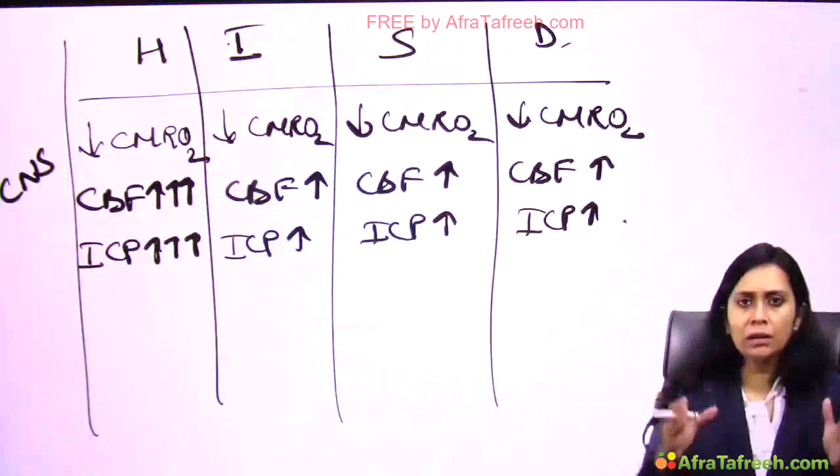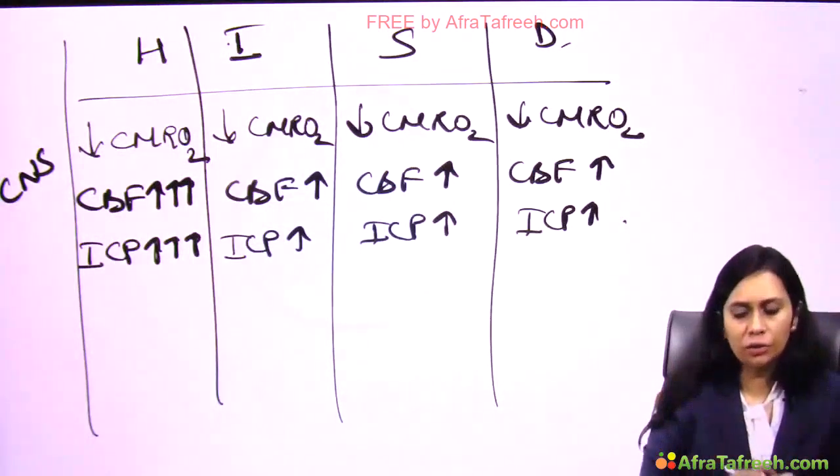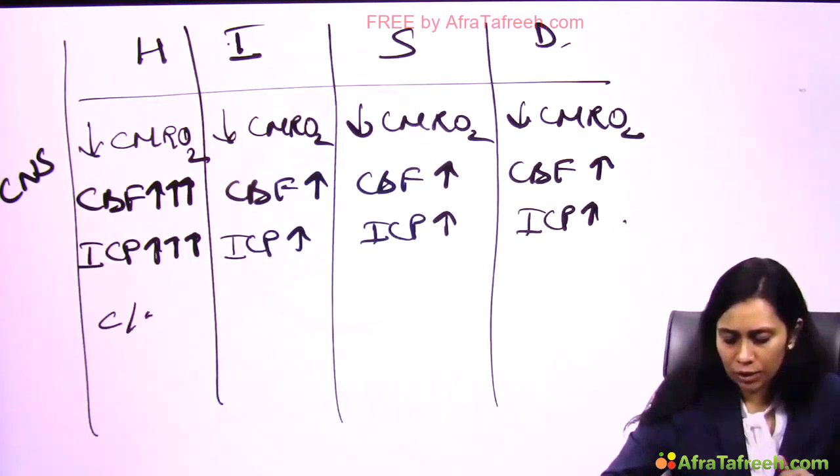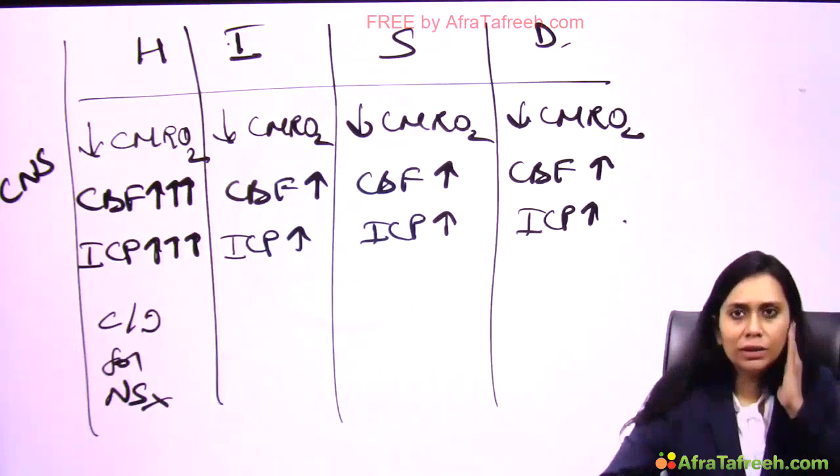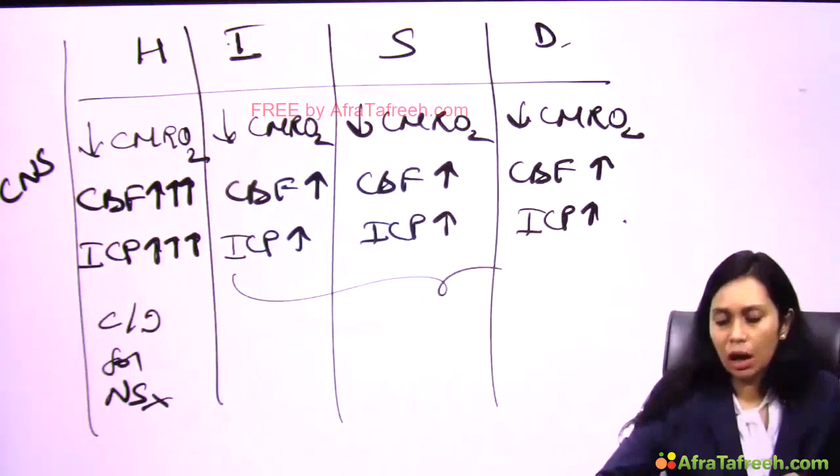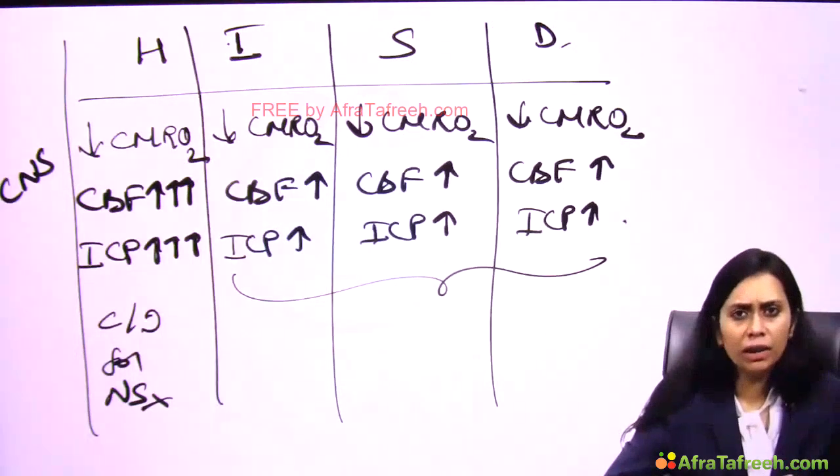So if they ask a question in exam, single best agent for anesthesia in neurosurgery, answer would be propofol, TIVA, total intravenous anesthesia. Among inhalational, halothane is contraindicated for neurosurgery. ISO, SEVO, DES, all 3 can be used for neurosurgery. They all increase ICP a little, which can be tolerated.